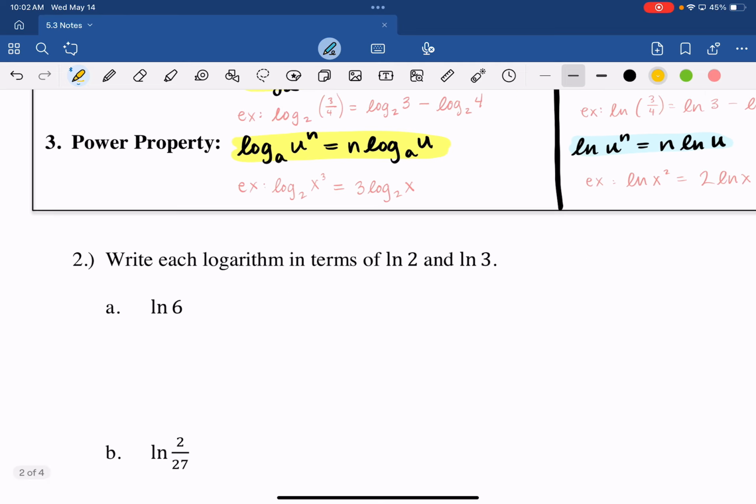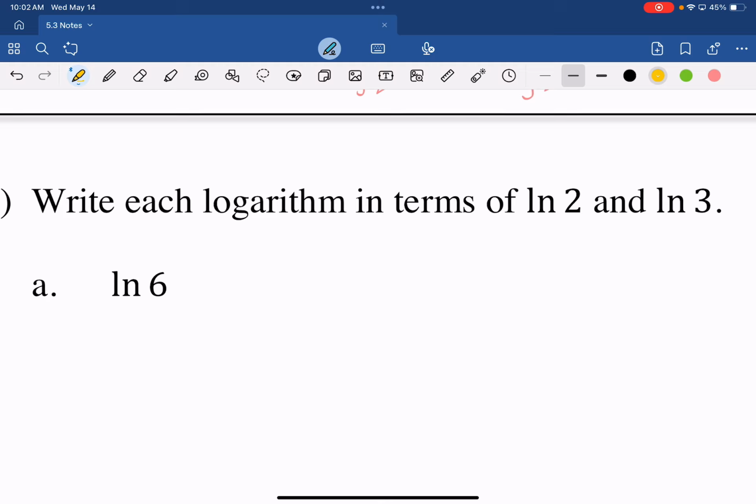All right. So let's start practicing. Write each logarithm in terms of ln of 2 and ln of 3. So I'm kind of helping you out here. I'm kind of giving you a goal. You've got to figure out where I see a 2 and where I see a 3. Where can I pull a 2 and a 3 from? 6. How would I break a 6 down into a 2 and 3? How could I rewrite it?